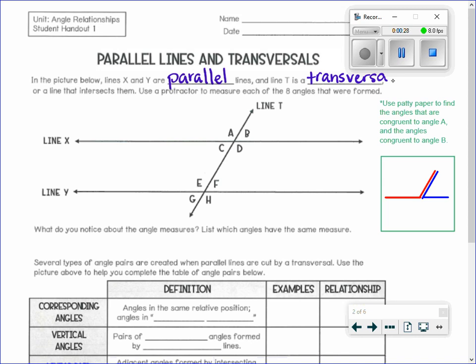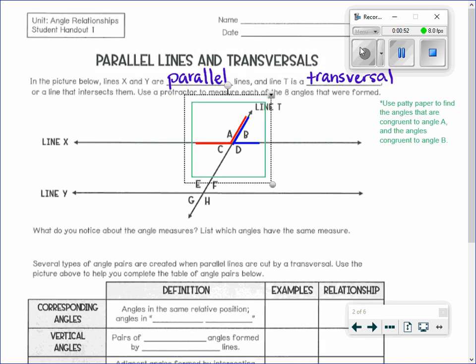We're not going to use a protractor to measure like it says, but we're going to use patty paper to determine the matching angles. Okay, so I'm going to pause the video right here. We're going to do a little patty paper discovery to find our matching angles.